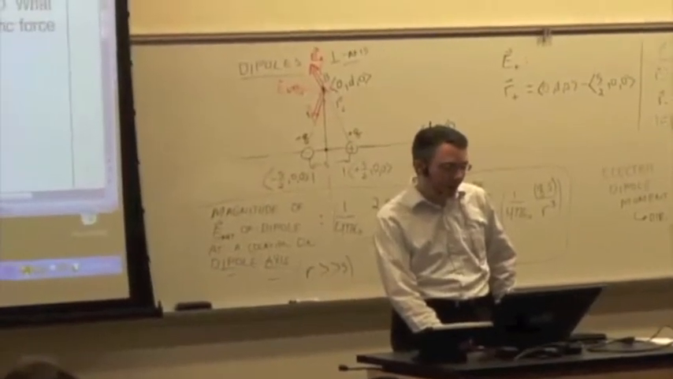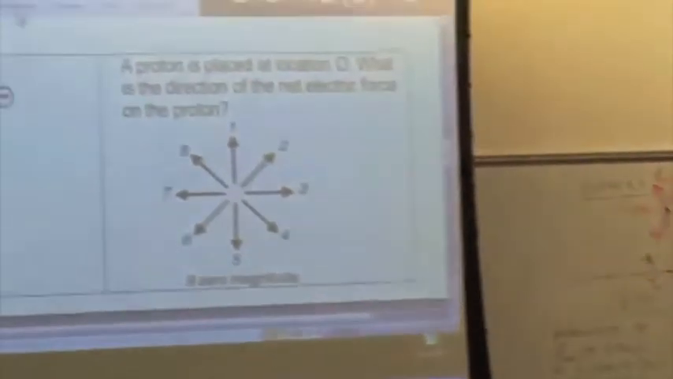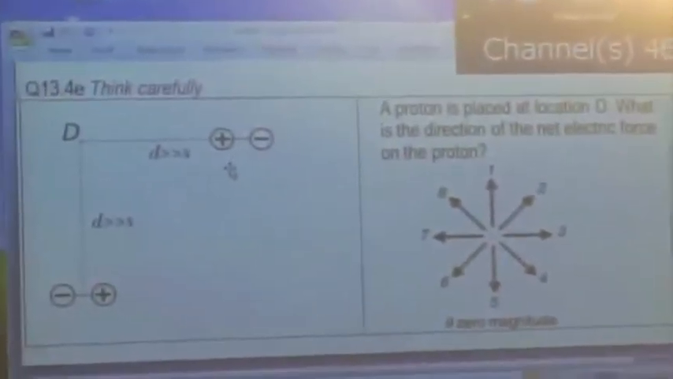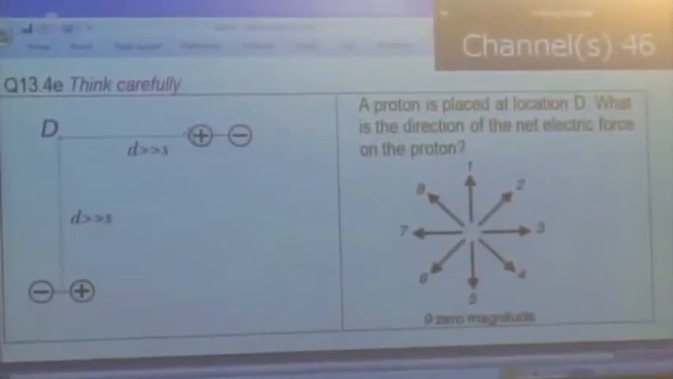So let's get a little bit more tricky. This one even says think carefully. So let's try thinking carefully. You have 2 dipoles, both oriented horizontally. This is plus minus. This is minus plus. Note where they are compared to location capital D. And we place a proton at capital D. What's the direction of the net electric force on the proton? I highly recommend drawing a little picture in your notes, thinking about directions of fields and magnitudes for that matter.